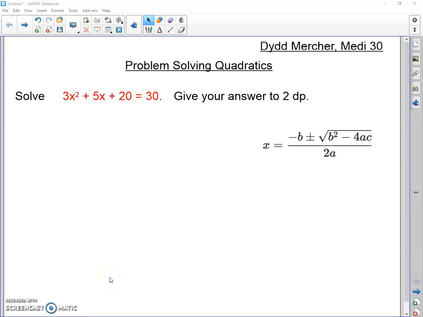Good morning, Year 10. Yesterday you learned about the quadratic formula and how it can be used to solve equations that don't factorise. So today we're going to take it a little bit further and look at how you can solve problems using the quadratic formula, real life problems.